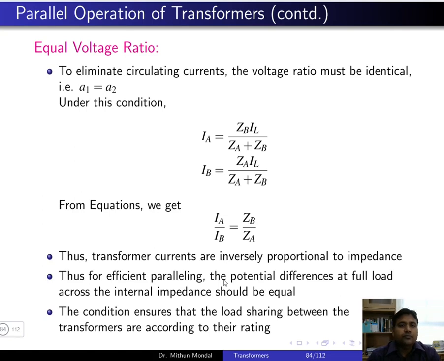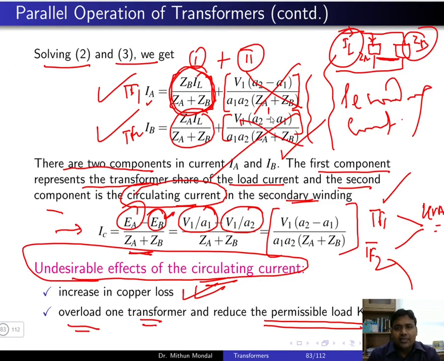Now the first point, let us see equal voltage ratio. Why is equal voltage ratio necessary for parallel operation? Let us see that. To eliminate the circulating current, the voltage ratio must be identical. So if you see in this ratio, this has to become 0, right?